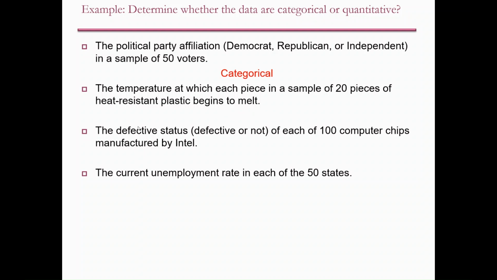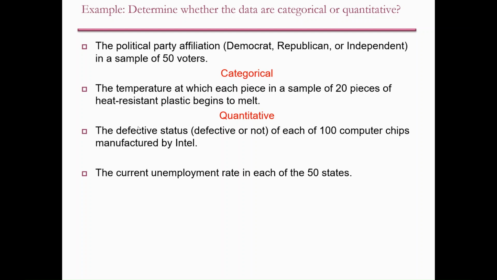Oop, I didn't mean to make that one pop up. This is the temperature at which each piece in a sample of 20 pieces of heat resistant plastic begins to melt. Okay. So here, this is going to be some amount of time. And it actually would be nice to know, if we're maybe designing some product, the average amount of time it takes before this type of plastic begins to melt. And that average would give us absolutely something meaningful. Okay. So this will be quantitative.